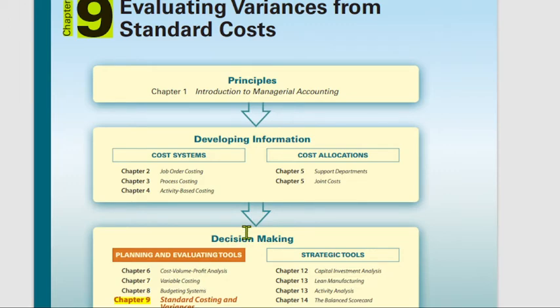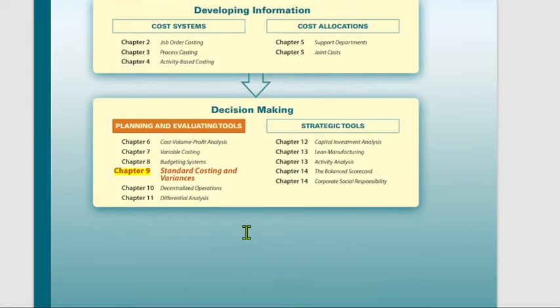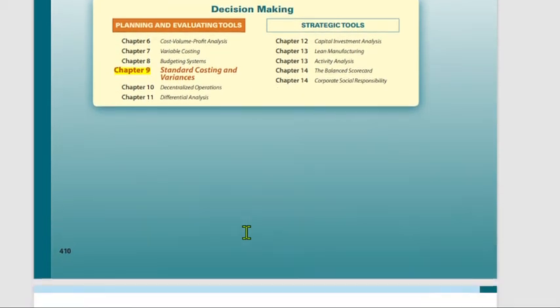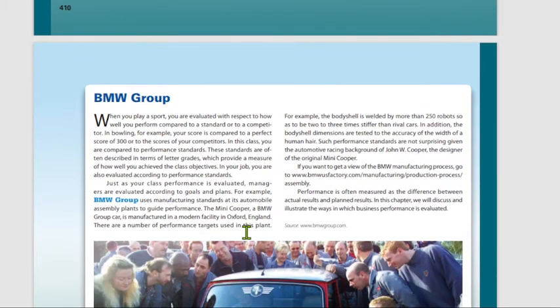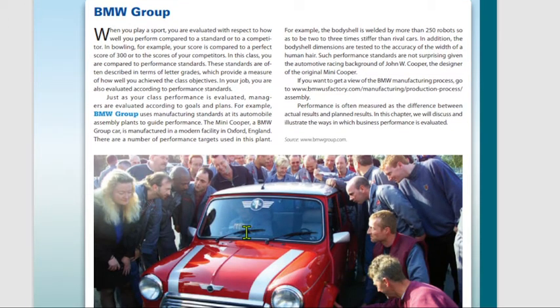Okay. So the Chapter 9 standard costing and variances is still under the planning and evaluating tools under the decision making phase. So before we proceed with the concept and the entire subject of variance analysis, let us look now at our focus company, BMW Group, as an introduction, as a backgrounder.